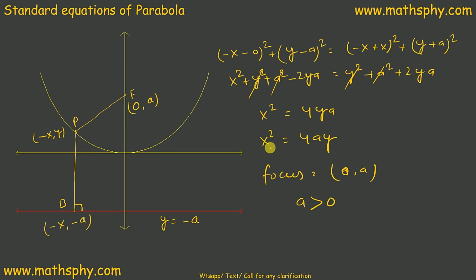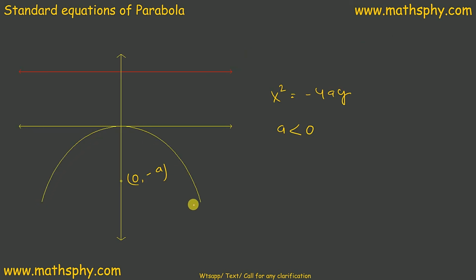When we have an equation which is x squared equals 4ay, we have a parabola with symmetry along the y-axis. This is y, this is x. Symmetry is along the y-axis, and the parabola is facing upward. Focus is positive. X squared equals 4ay. Same parabola, symmetry along the y-axis. Parabola facing downward means focus is negative. Then the equation would be x squared equals negative 4ay. Alright.